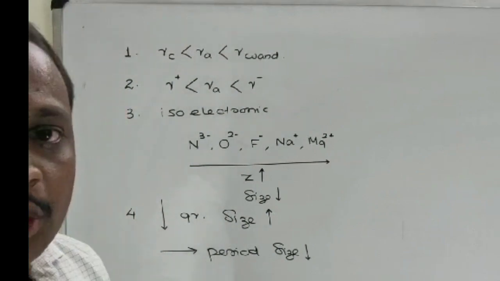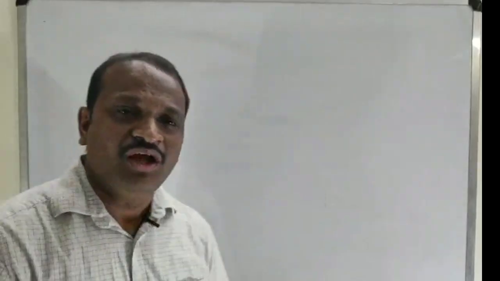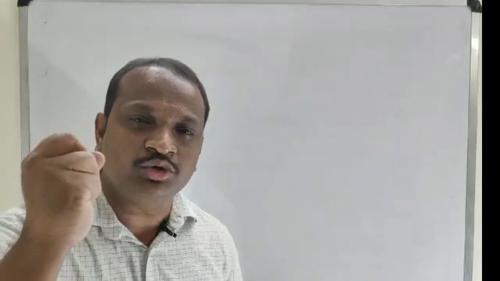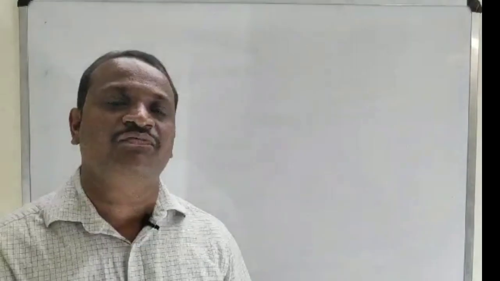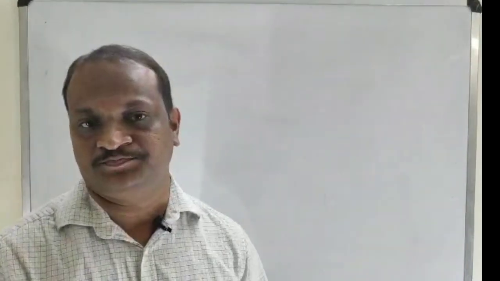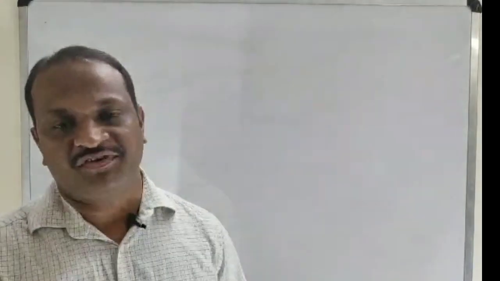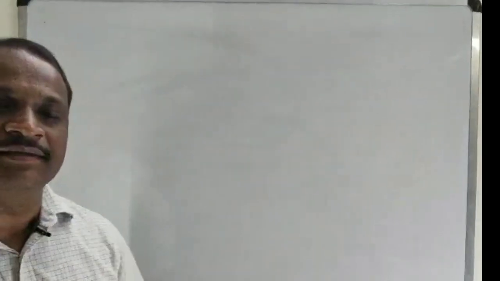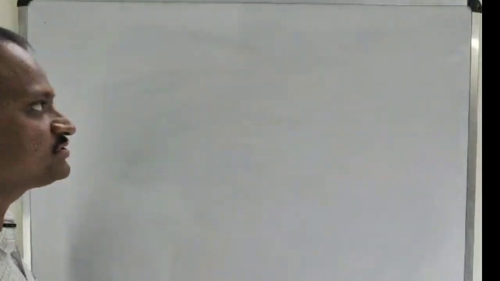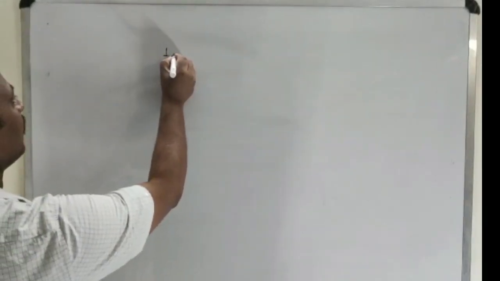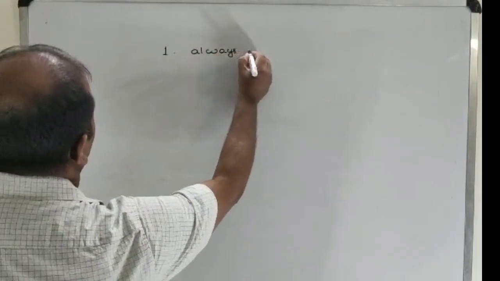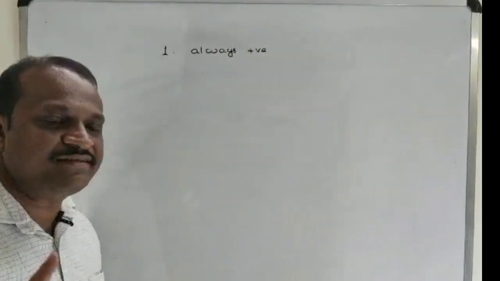Now, let's think about ionization enthalpy. You know what is meant by ionization enthalpy? It's the energy required to remove the most loosely bound electron from an isolated gaseous atom. Now we know the definition, and we don't want to spend much more time on that. What are the important points we need to keep here? First point, ionization enthalpy is always positive.